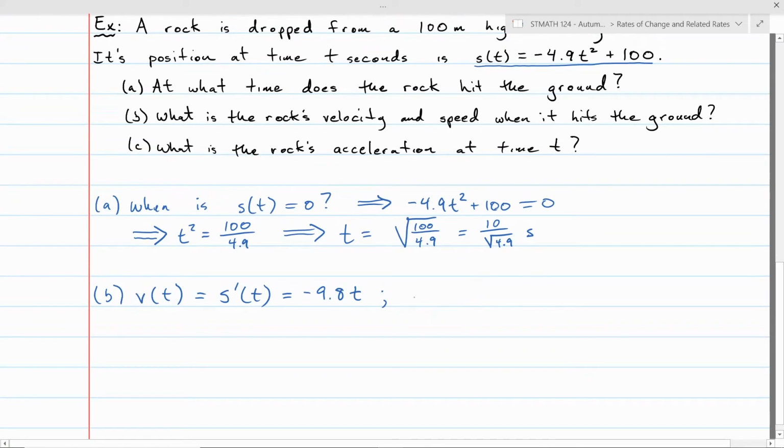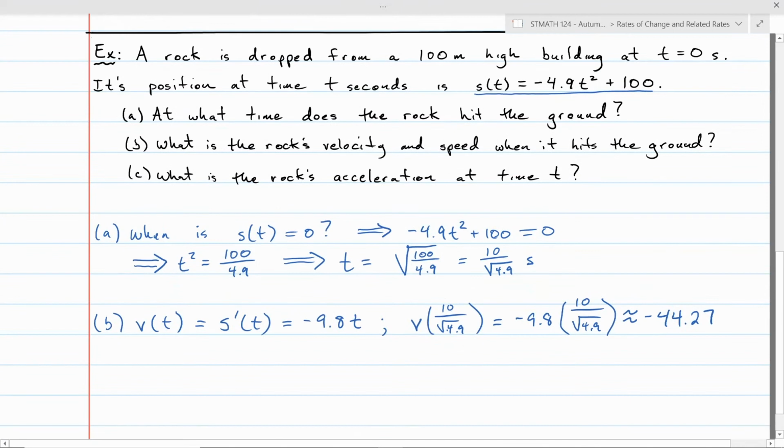Now we can answer what the velocity is at the time when the rock hits the ground by taking the time when the rock hits the ground, which is 10 over the square root of 4.9, and plugging it into the velocity function. That would be negative 9.8 times 10 over the square root of 4.9, which I will plug into a calculator. And it comes out to negative 44.27. And the units here, since the given information is in meters and time is in seconds, will be meters per second.